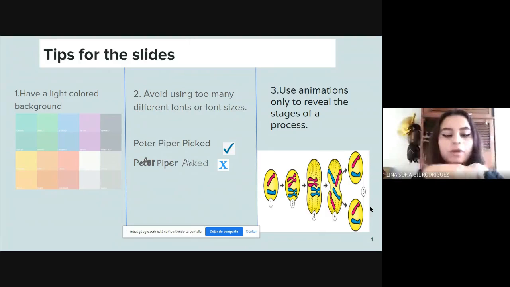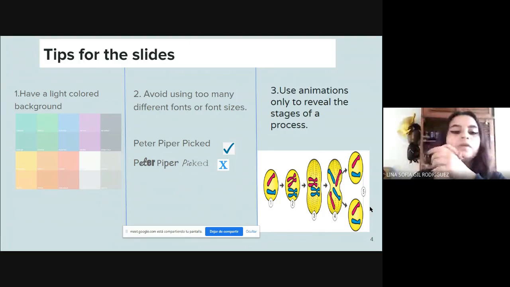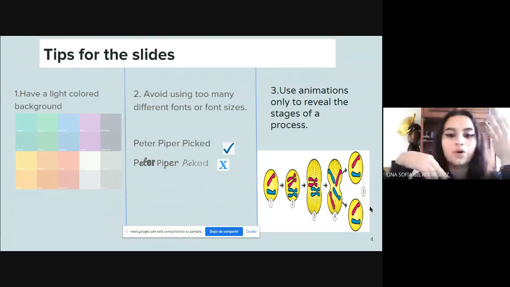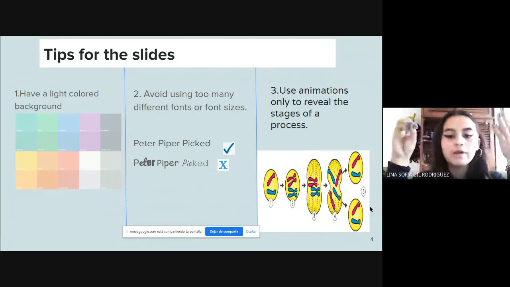This creates distractions. For example, the first paragraph, Peter Piper Pig, is correct because it has the best option of font size, and the second one is incorrect because it has so many different types of fonts. Third, use animations only with a purpose, such as to reveal a process. For example, in mitosis, you can use animations to reveal the process step by step.